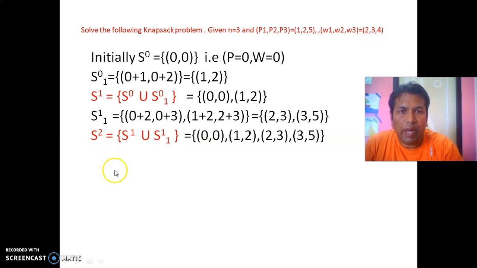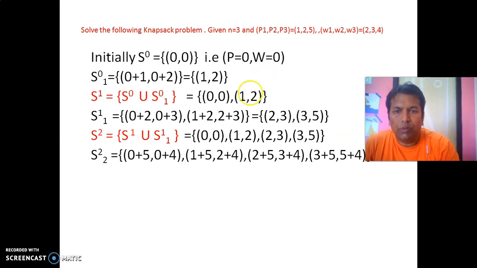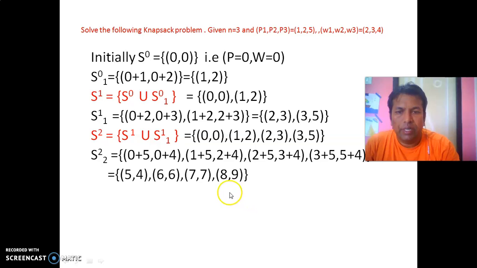Now we are going to add the third object, which has profit P3 as 5 and weight W3 as 4. Those are added to the S power 2 set. If you add them, 0 plus 5 and 0 plus 4, 1 plus 5, 2 plus 4, 2 plus 5, 3 plus 4, 3 plus 5, 5 plus 4, this will generate the tuples 5, 4, 6, 6, 7, 7, 8, 9.